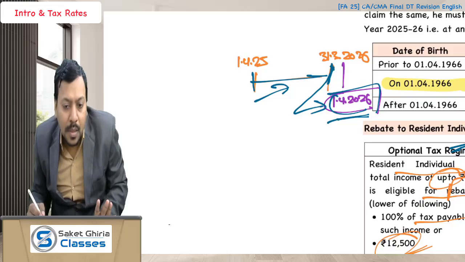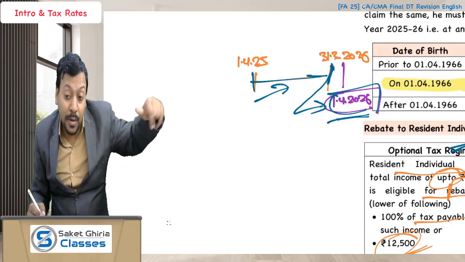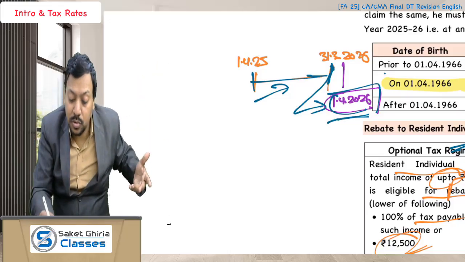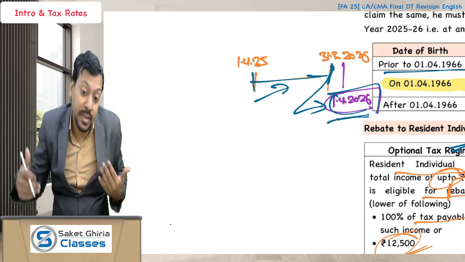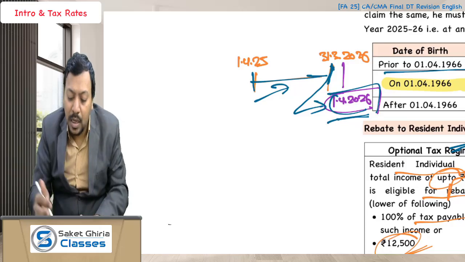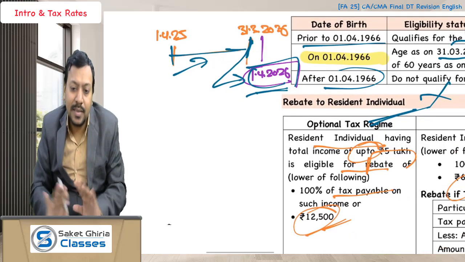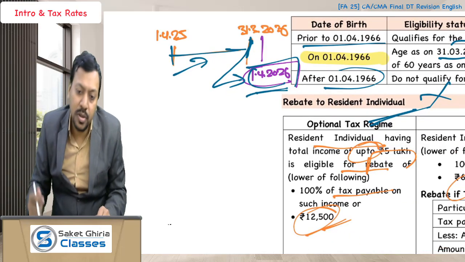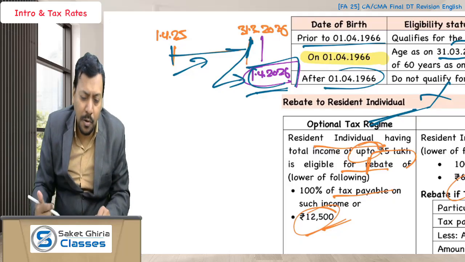Sir, what if I have taken birth prior to 1/4/1966? Then there is no issue. You will very easily qualify for the higher tax slab. Sir, what happens if I have taken birth after 1/4/1966? Then there is nobody who is going to help you. You have to wait a bit more for the higher tax slab.